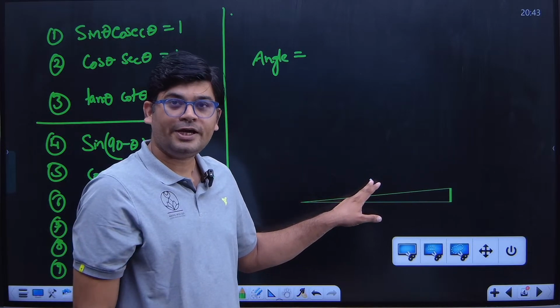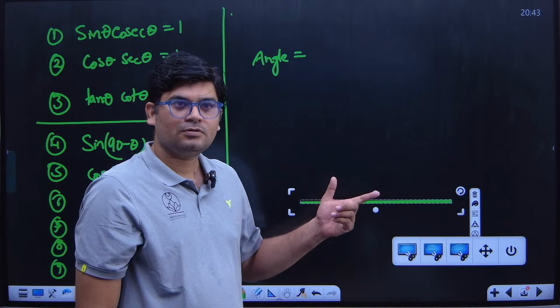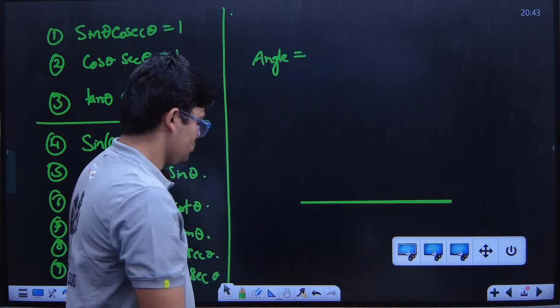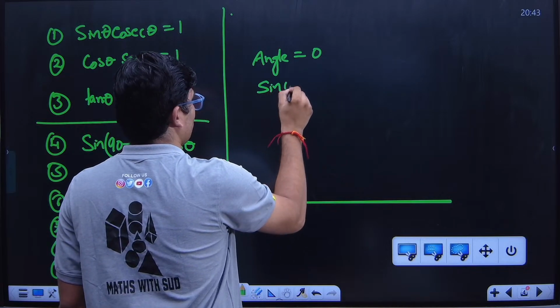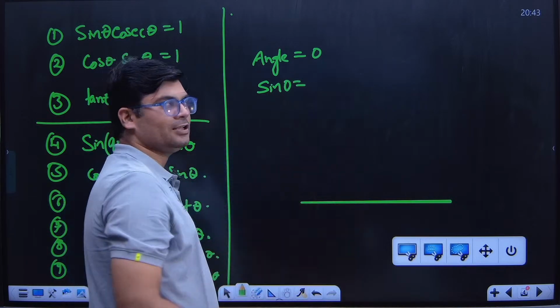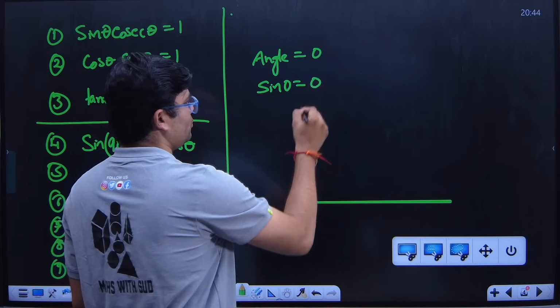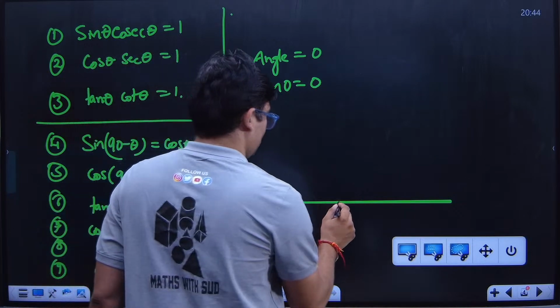The perpendicular also reduces. So if I make the angle 0, it's a straight line, and the perpendicular is how much? 0. So if I make the angle 0, what will sine 0 be? Sine means the opposite side. Is there any opposite side? The answer is no. So it will be 0. Did you get that? Yeah.